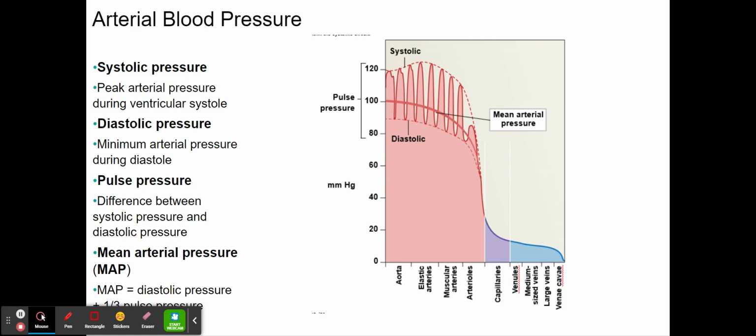Arterial pressure is not constant. Rather, it rises during ventricular systole and falls during ventricular diastole. The peak blood pressure measured during ventricular systole is called the systolic pressure, and the minimum blood pressure at the end of ventricular diastole is called diastolic pressure.